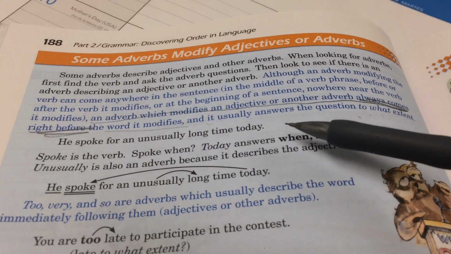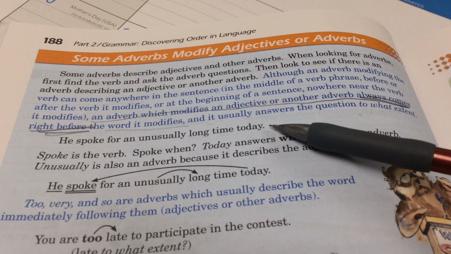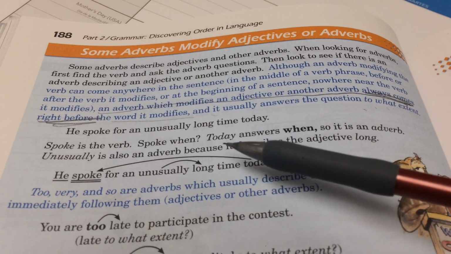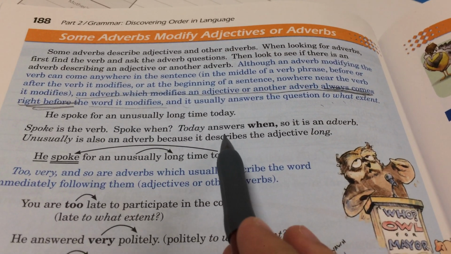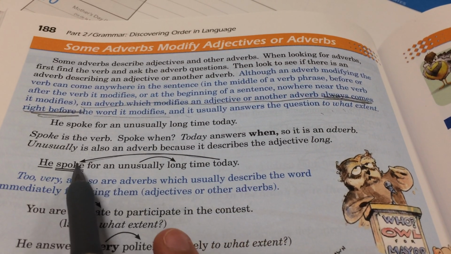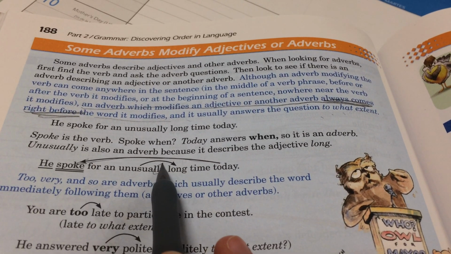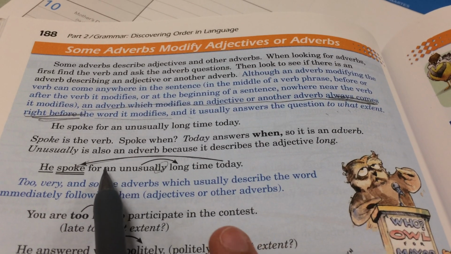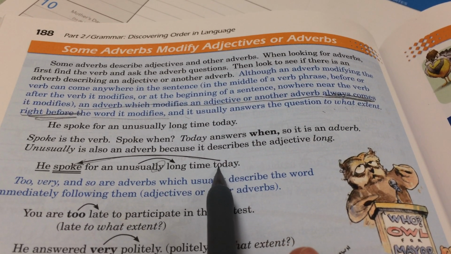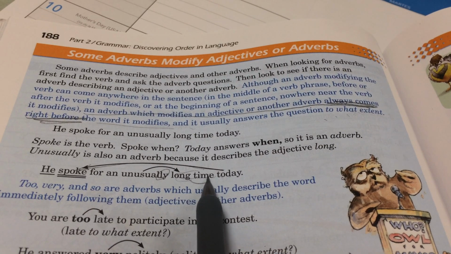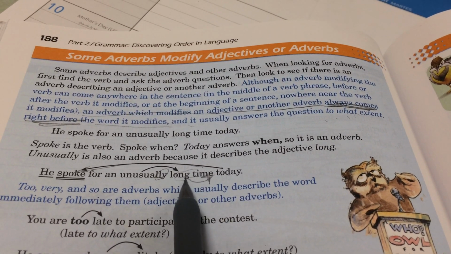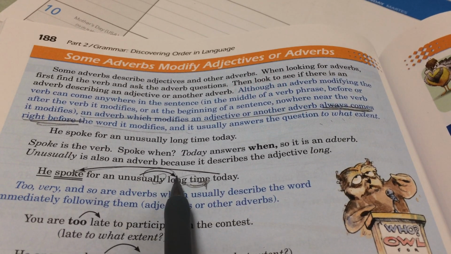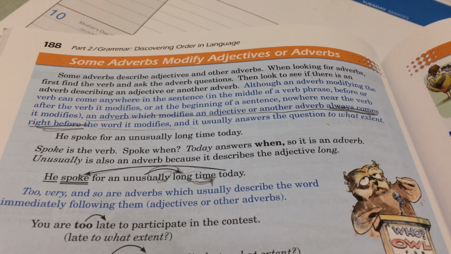So that's a clue. If we're looking at the sentence here, he spoke for an unusually long time today. Spoke is the verb, he spoke is the subject and verb. Today answers when. When did he speak? He spoke today. Unusually, do you see this ly? That's a clue word. Unusually is also an adverb because it describes the adjective long. So this long describes time. It's an adjective. Time is a noun. Long describes that noun, so it's an adjective. Unusually is an adverb right before the adjective long that describes the adjective.